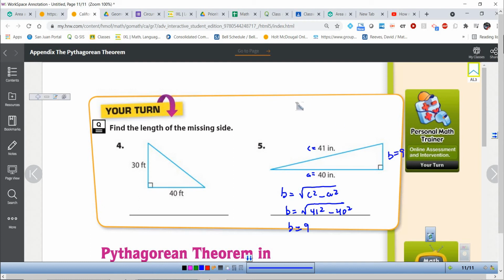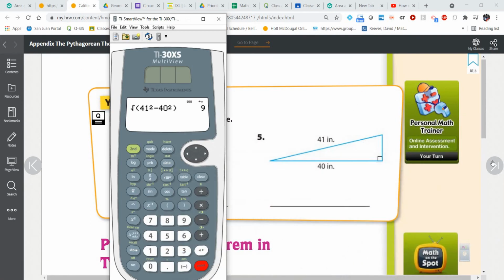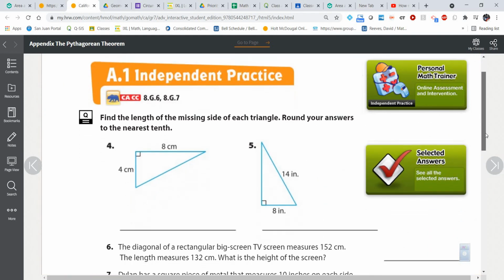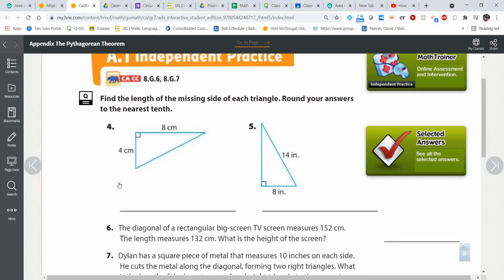All right, so what do we know? We know that 9 squared plus 40 squared is equal to 41 squared. This missing side was 9. All right, let me do one more example with a missing leg side. By the way, we're just going to be working with 2 dimensions. In our next video, we'll be looking at working with 3 dimensions.